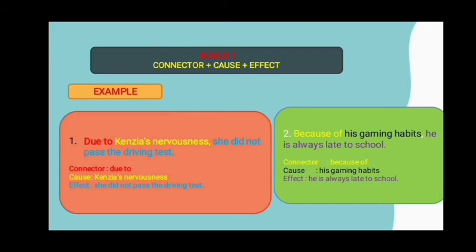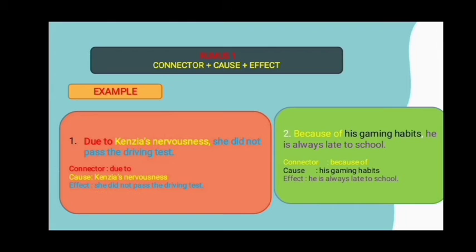And the example of number two. Because of his gaming habits, he is always late to school. Karena kebiasaannya bermain game, dia selalu terlambat ke sekolah. Because of as connector, sebagai penghubung, his gaming habits as cause, sebagai sebab. And he is always late to school as effect, sebagai akibat. Karena kebiasaannya bermain game, sehingga dia selalu datang terlambat ke sekolah. That is the example of formulation one. Ini adalah contoh dari rumus satu. Connectors plus cause plus effect.